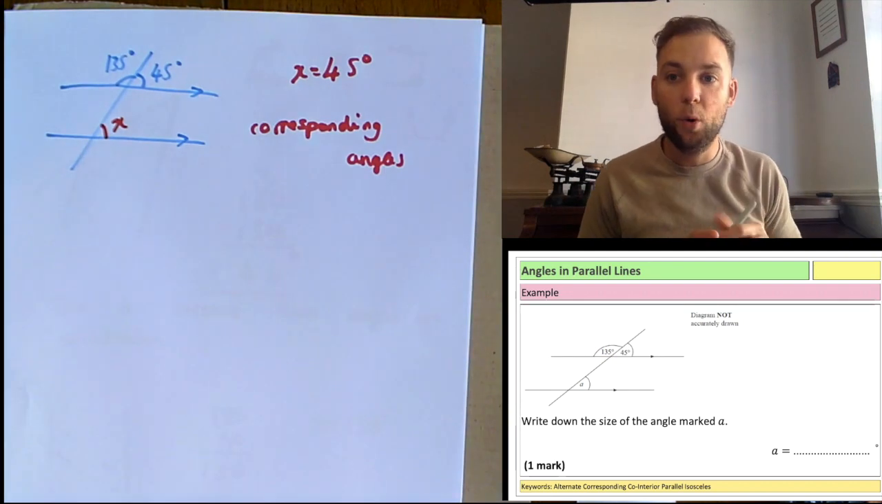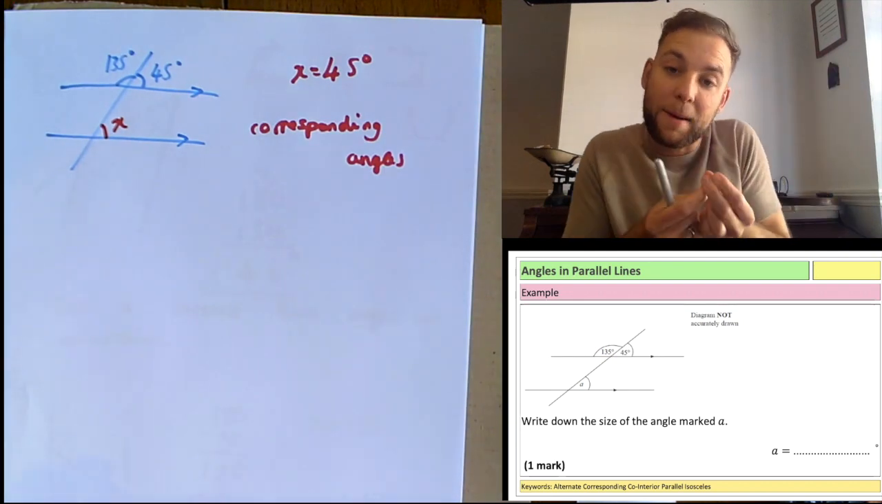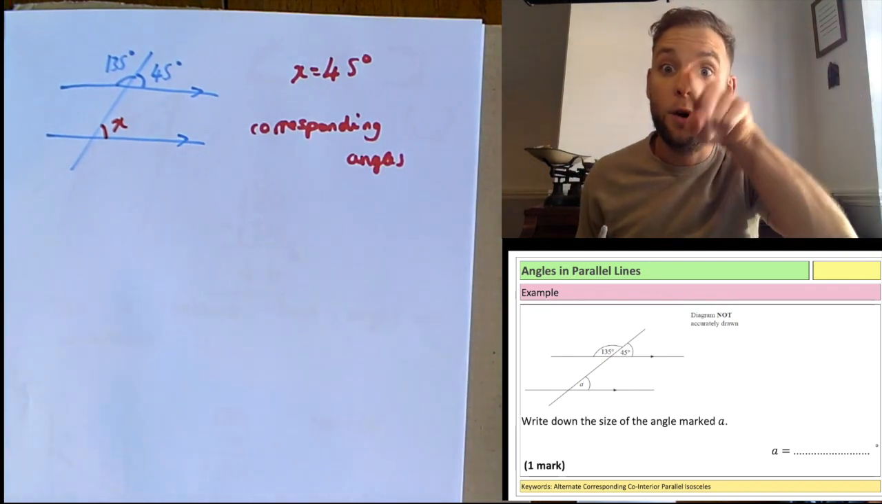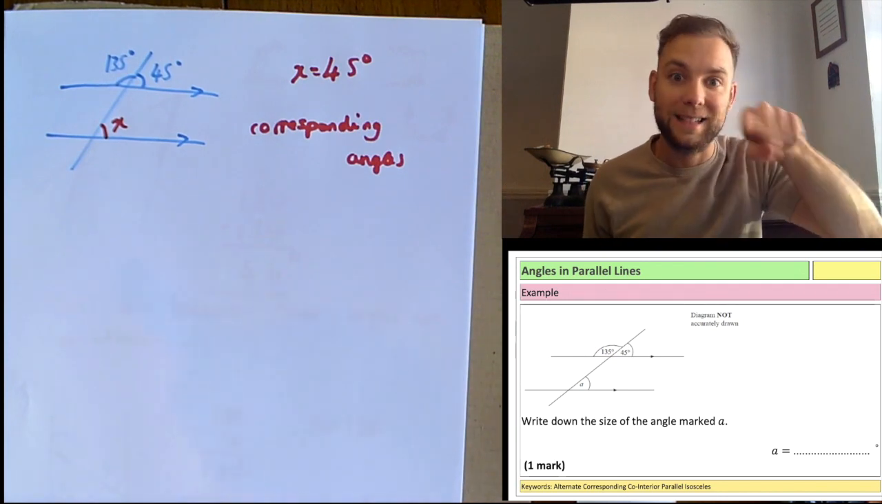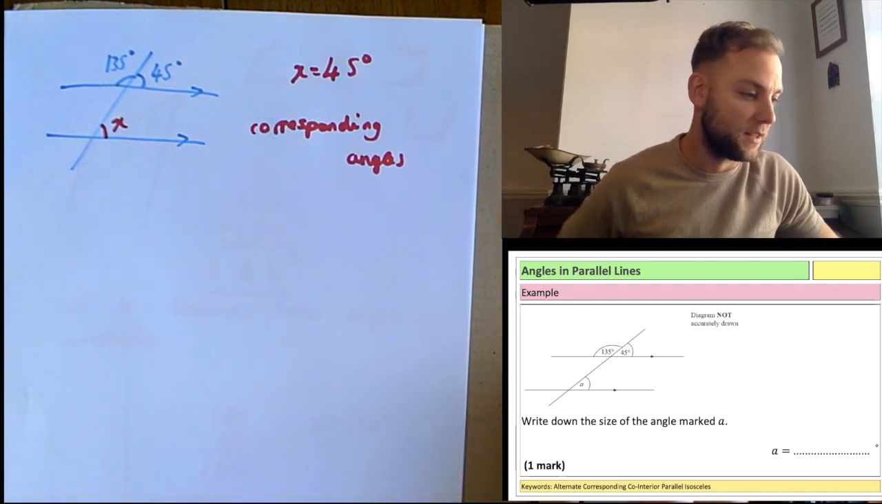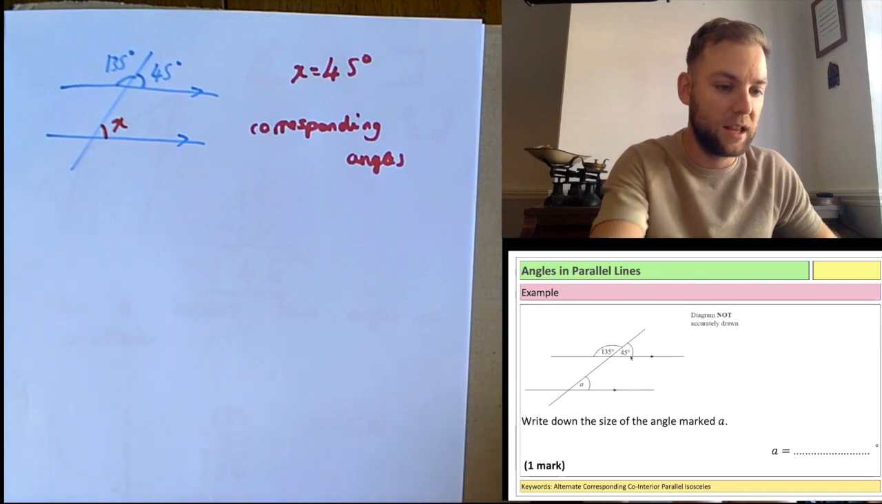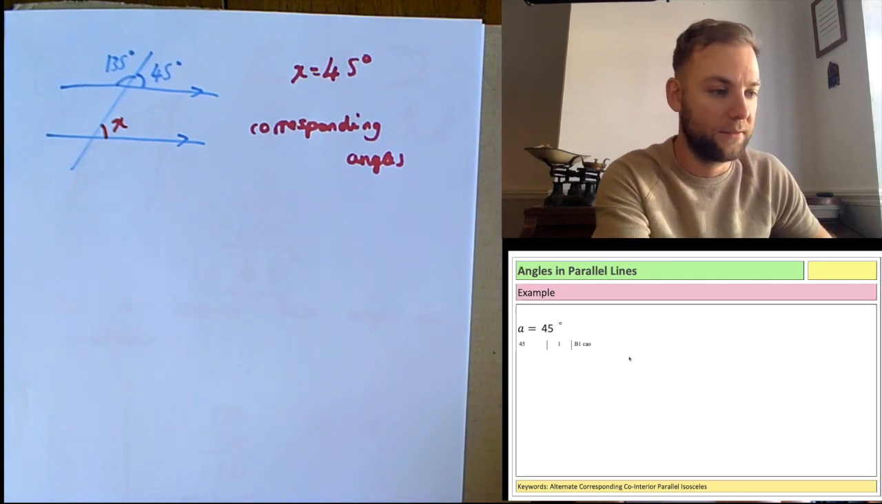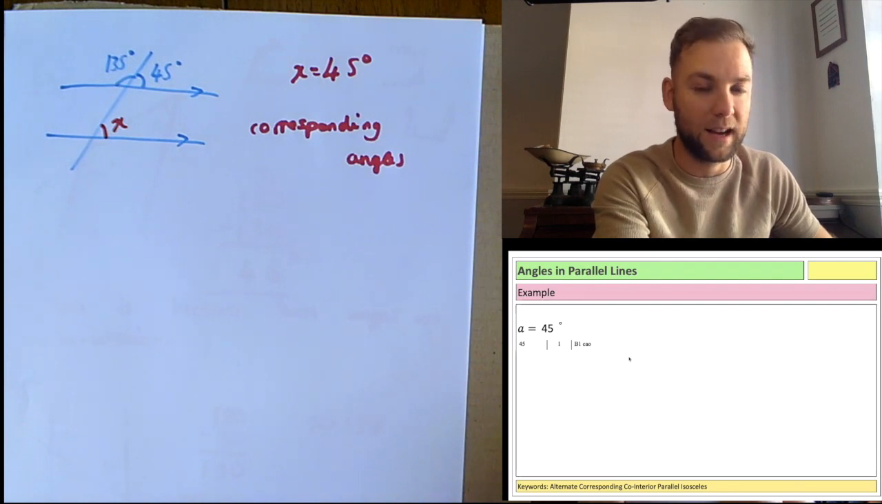Brilliant. Now it's important that you understand, am I sliding? Am I in the same direction going the opposite way, or are they inside the lines? In this case, it was the corresponding angle. So let's just check that. Brilliant. 45. It doesn't actually ask for the reason for that one, but we write it down anyway.